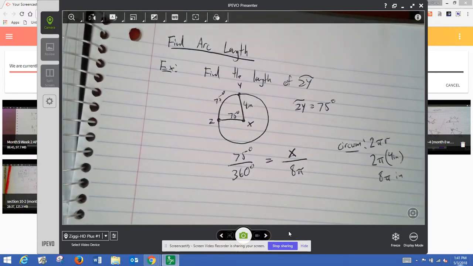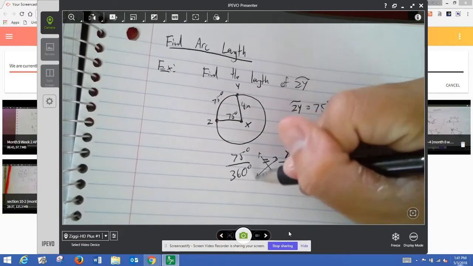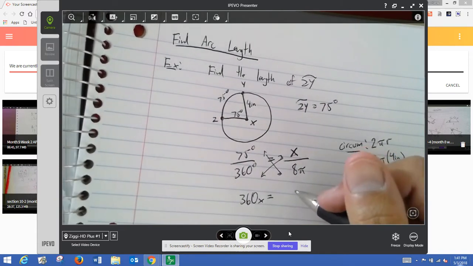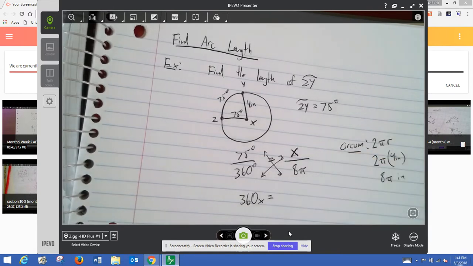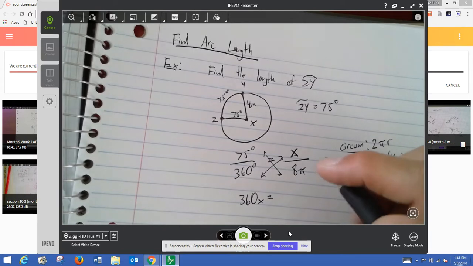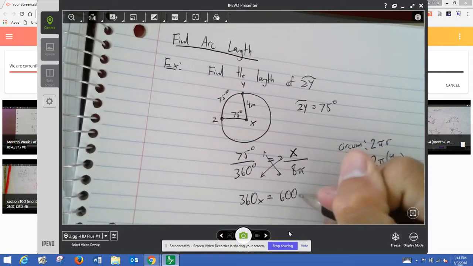Now what can I do to solve for x? You just cross multiply. So you get 360x. And help me out here, Zane. What is 8 times 75? On the calculator. I asked you because you have the calculator, not because I want you to test your math in public. 600. 600? Yeah. 600 pi, okay?